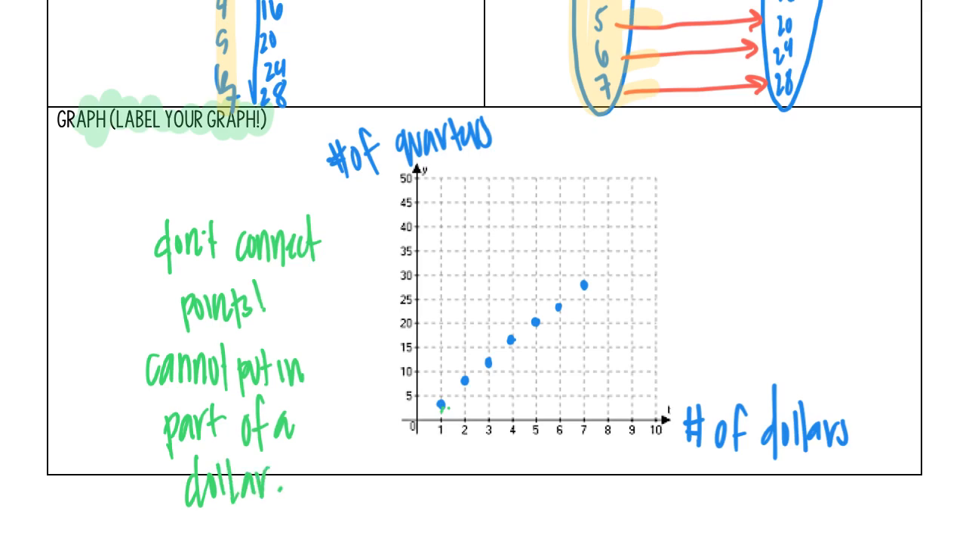So this is a special type of graph, which we call a discrete graph. We'll be talking about it later in the week, but make sure that you're thinking through whether you should connect the dots or not. And in this case, we do not connect the points.